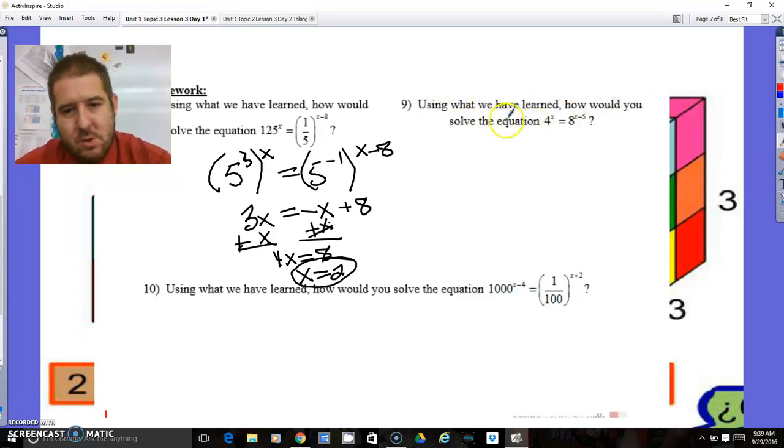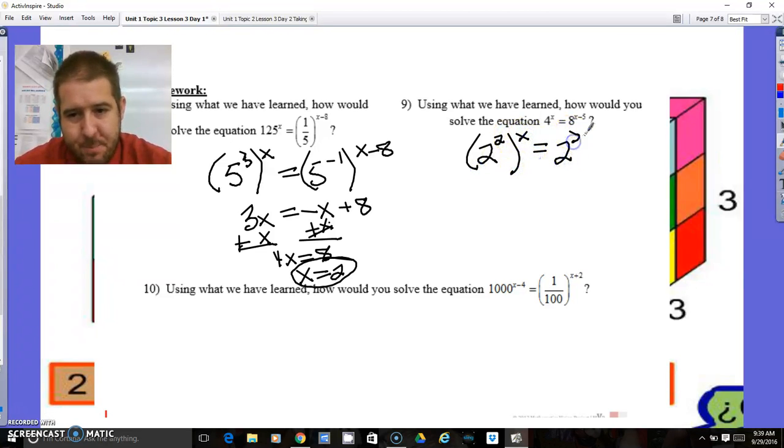All right, question number 9. Using what we have learned, how would you solve this equation? I would make them both base 2. I know you're thinking make them both base 4, but 8 cannot be changed to base 4. It's not possible, at least not without using decimals. Even then, it would be an irrational number. It would go on forever. 4 is the same thing as 2 squared. Leave the x there. 8 is the same as 2 to the third power.